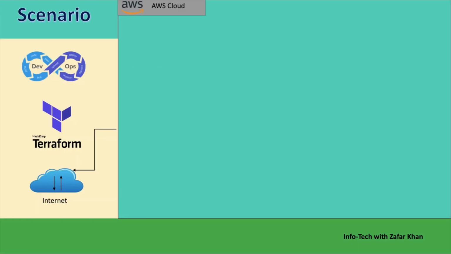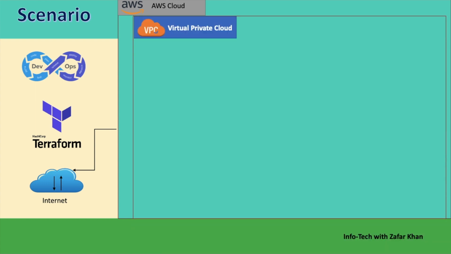We will briefly discuss the resources which I am going to use here. So first we will create the VPC. VPC means virtual private cloud. It provides a logically isolated area of the AWS cloud where you can launch AWS resources in a virtual network that you define. You have complete control over the virtual networking environment, including a selection of your IP address range, the creation of subnets, configuration of route tables, and network gateway.